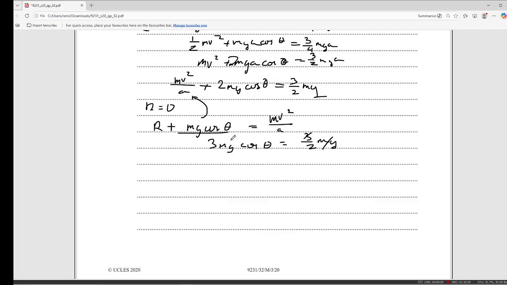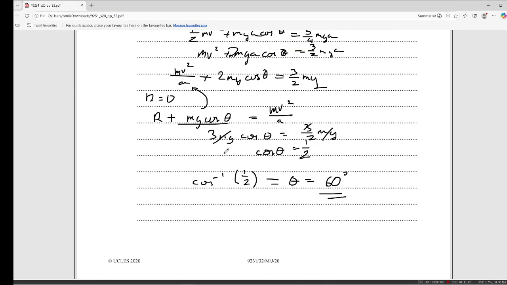Cancelling 3 mg on both sides, I get cos theta equals 1 by 2, and cos inverse of 1 by 2 equals theta, which is, let me just check, yeah, it is 60 degrees. Alright, fine, so we got 60 degrees there.